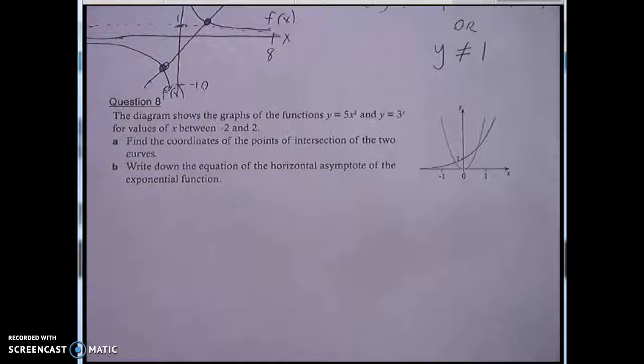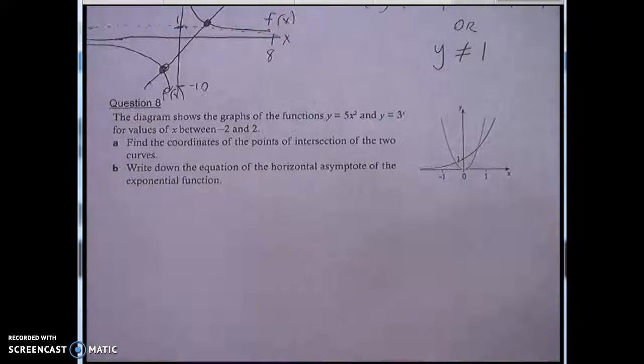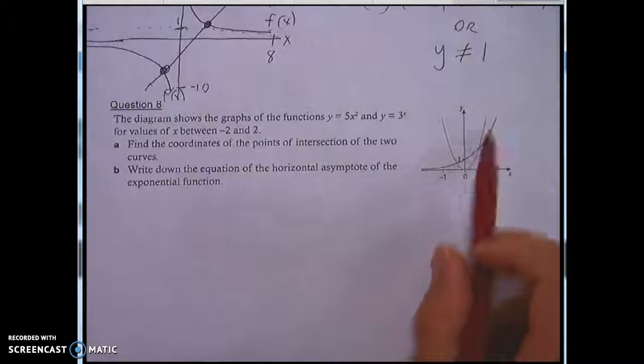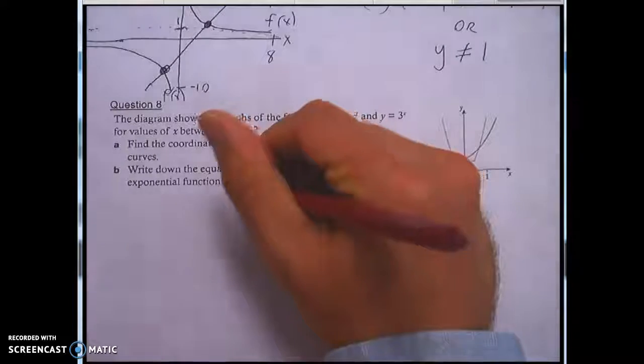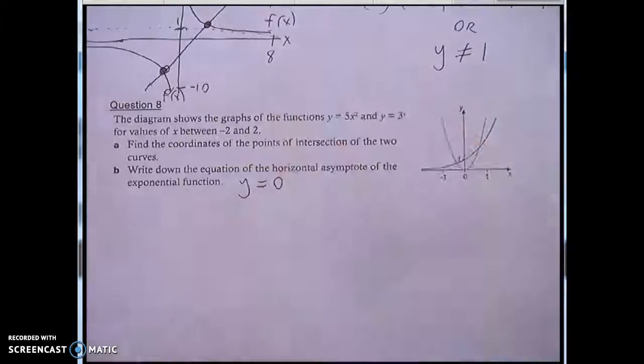The diagram shows the graphs of the function y equals 5x squared and 3 to the x, for values of x between -2 and 2. Find the coordinates of the point of intersection of the 2 curves. Write down the equation of the horizontal asymptote of the exponential function. Let's do part B first because it's easy. You can see this exponential function here. It's approaching the x-axis, so the horizontal asymptote is pretty clearly going to be y equals 0.